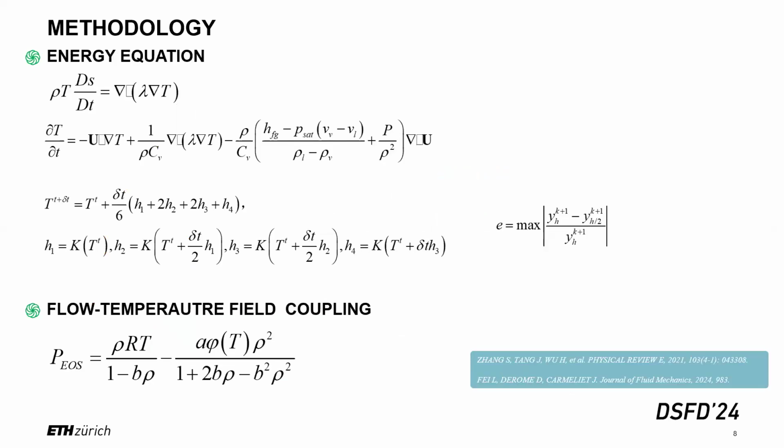And then for the energy equations, the dissipation term is neglected in our simulations. Based on the research of John, the second equation can be obtained, in which the latent heat can be adjusted. To solve the energy equations, the fourth-order Runge-Kutta method is adopted. In order to improve the numerical stability, we adopt the variable time step by judging the error during the simulations, and the PR equation of state is adopted to couple the flow and the temperature field.